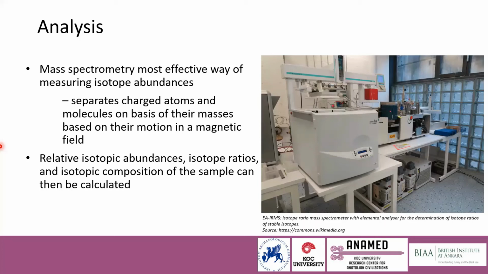But basically, mass spectrometry separates charged atoms and molecules on the basis of their masses in a magnetic field. And then this gives you the relative isotopic abundances, and the isotopic ratios and isotopic composition can then be calculated. So this here is an example of an isotope ratio mass spectrometer, shortened to IRMS, and this has an elemental analyzer, so EA. This is commonly what is used for obtaining carbon, nitrogen, sulfur isotope values.